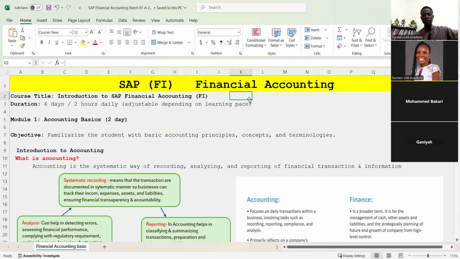So my name is Hamzat Adams. I'm the instructor for this course, SAP Financial Accounting. But this course we will stretch it a little bit because of some of us who are not natural accountants. So we need to start from the basics of accounting while we progress to the SAP part of it.